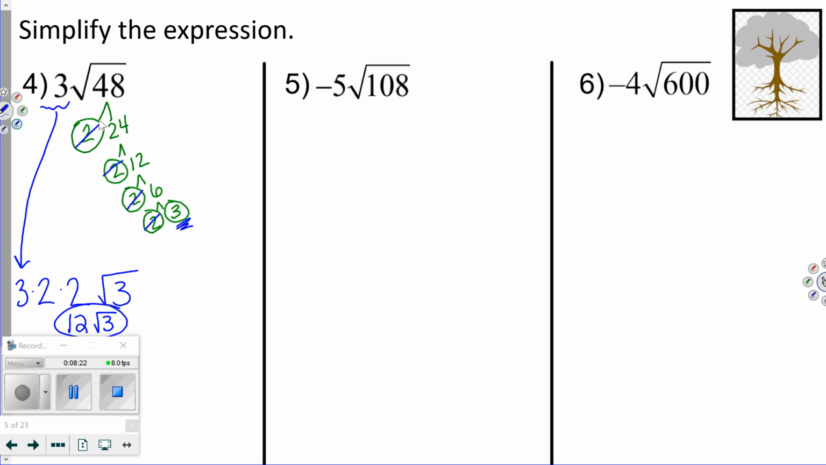All right, number 5. Oh, we have a negative number out front. That's okay. It's just a friend that's at the restaurant who's a very negative person. It's all right, they're still our friend. We're going to ignore him while we clean this up.